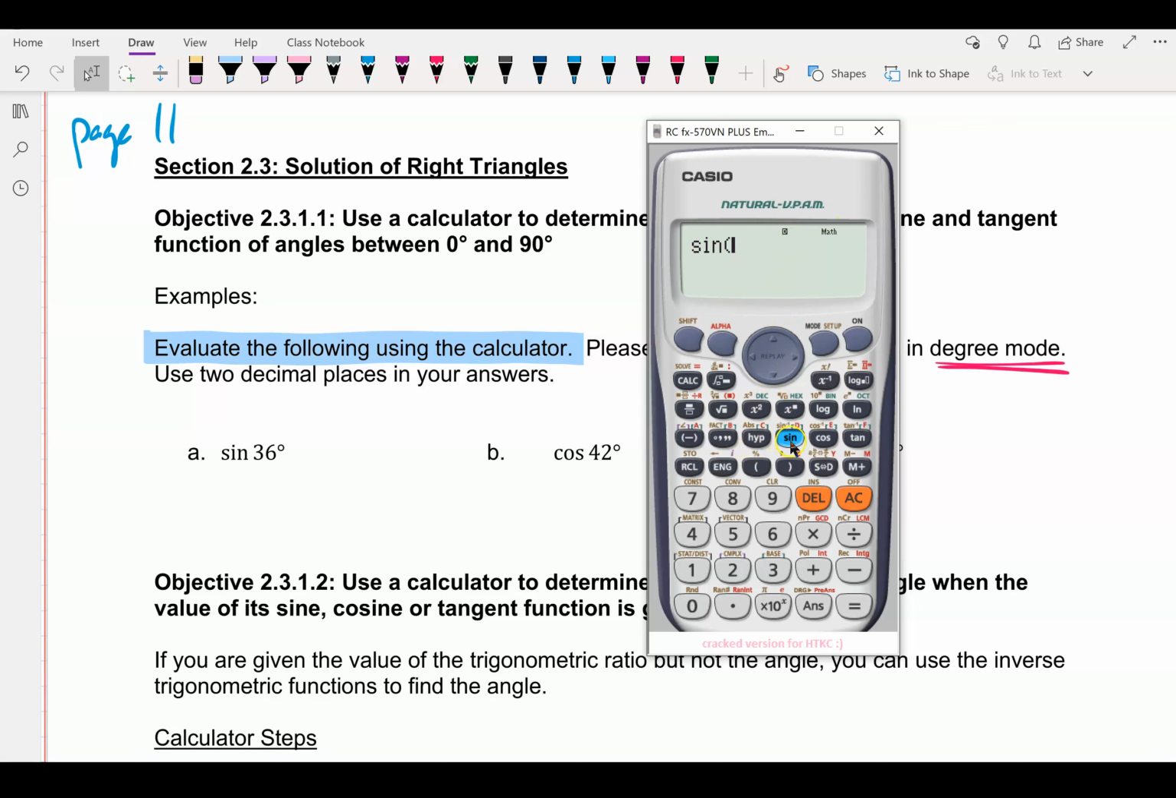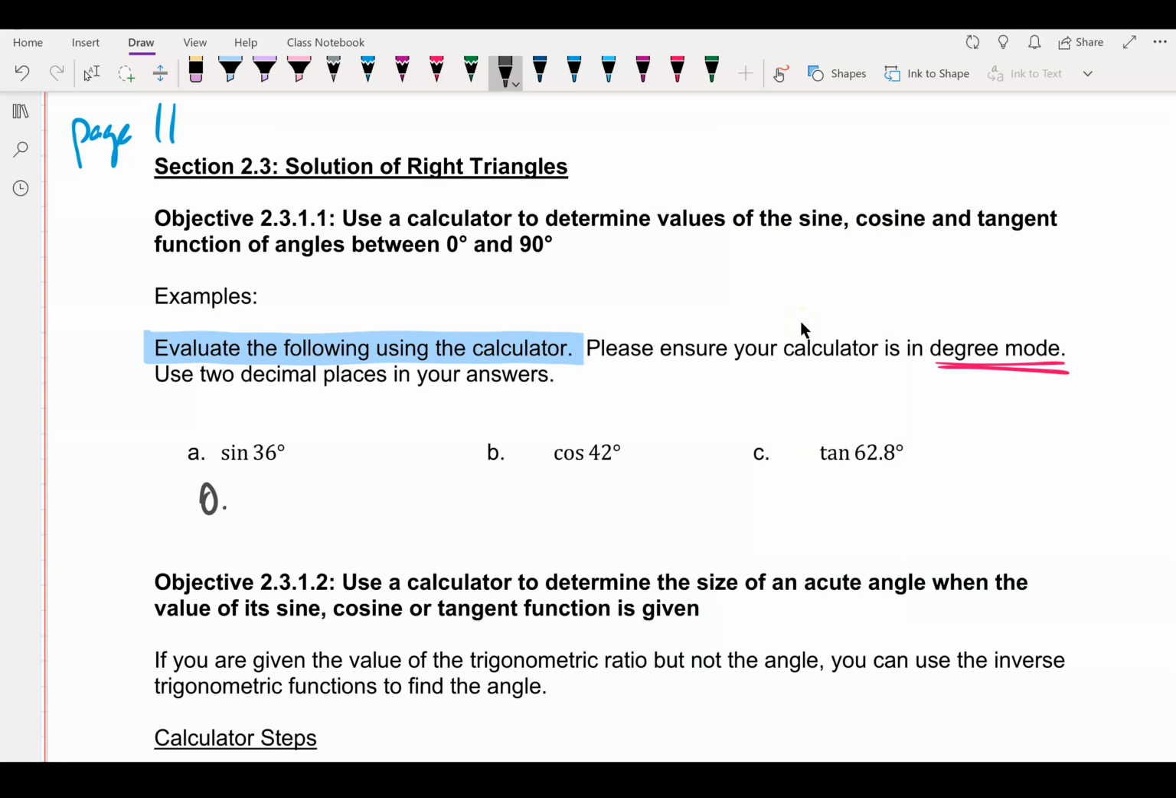For the first one, let's do it. Sine 36. Our answer is 0.5877. We want 2 decimal places, so it'll be 0.59. 2 decimal places just means 1, 2 digits after the decimal. So notice the decimal, and then you write 2 decimal places afterwards. That's all it means. For cosine of 42, if you put that in on your calculator, you're going to get 0.74 to 2 decimal places. And tan of 62.8 is 1.95.